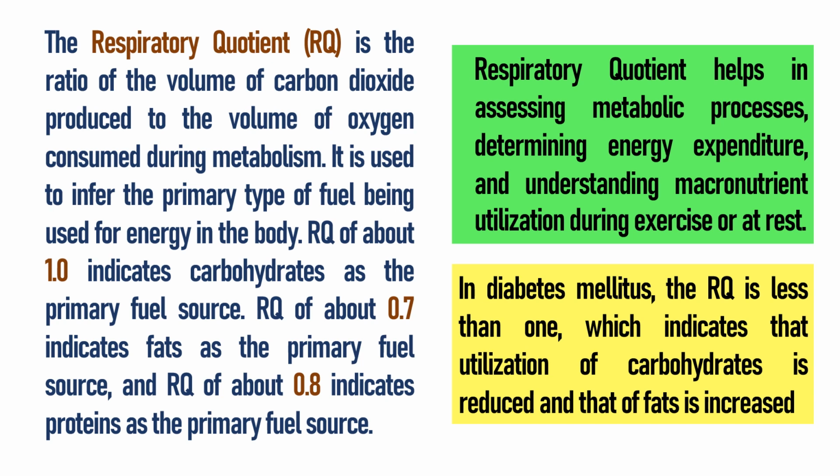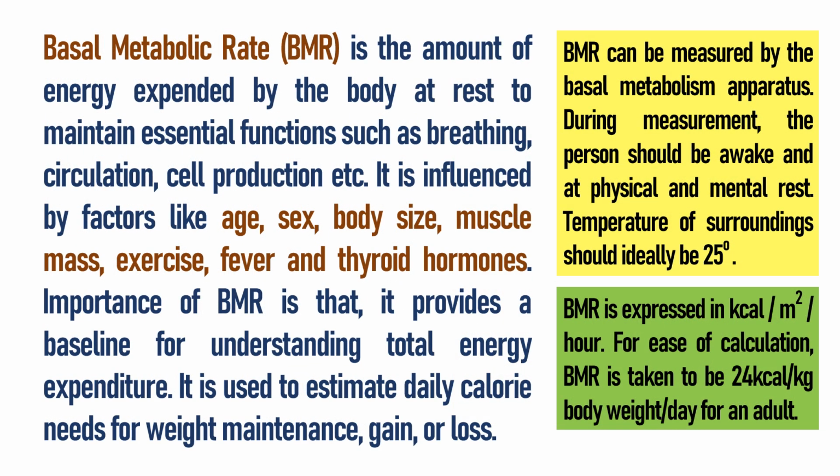Respiratory quotient helps in assessing metabolic processes, determining energy expenditure, and understanding macronutrient utilization during exercise or at rest. In diabetes mellitus, the respiratory quotient is less than 1, which indicates that utilization of carbohydrates is reduced and that of fats is increased. Basal metabolic rate is the amount of energy expended by the body at rest to maintain essential functions, such as breathing, circulation, cell production, etc.